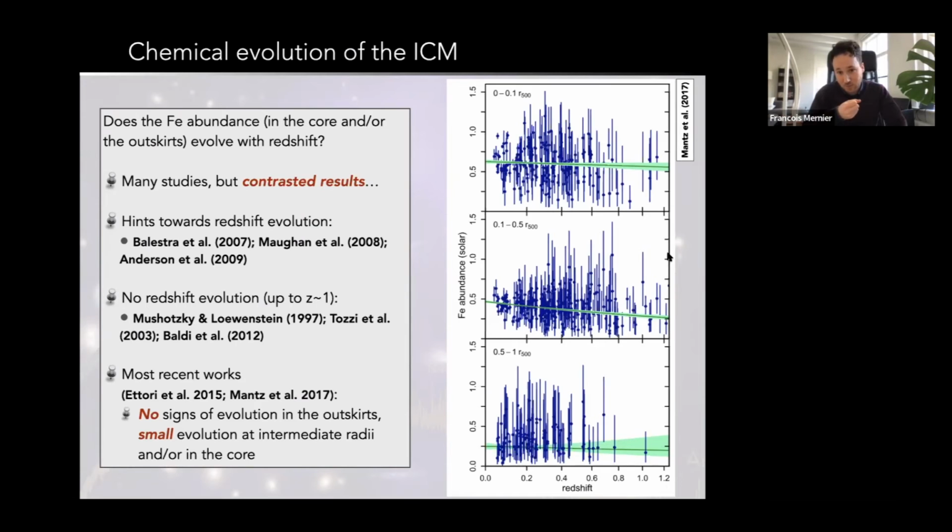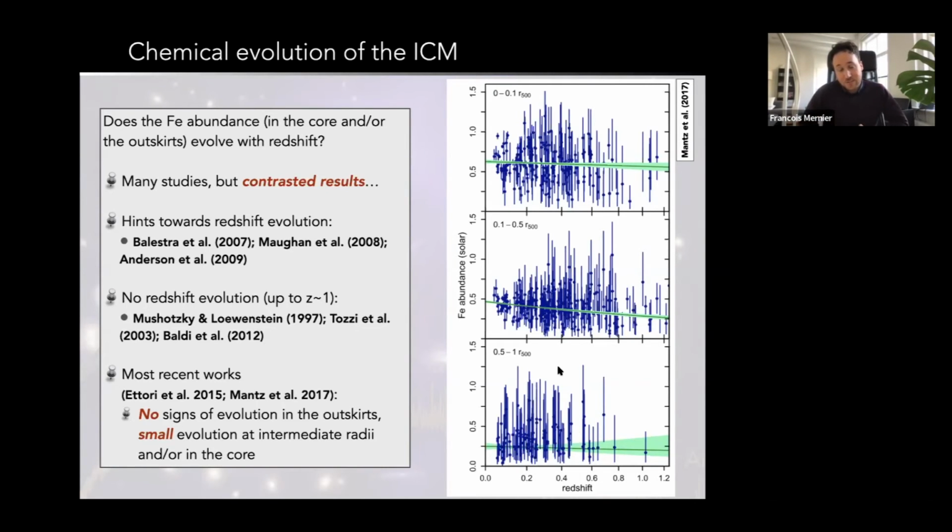And what it also shows you is that it's indeed compatible with no evolution from redshift 0 to redshift 1, which is kind of what we would expect. But you also see that the orbitals are actually very large, no matter if you just look at the core, at intermediate radii, or in the outskirts.